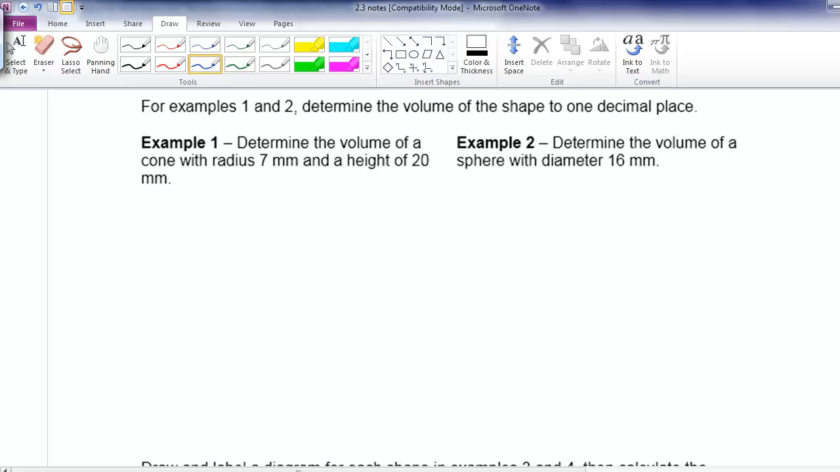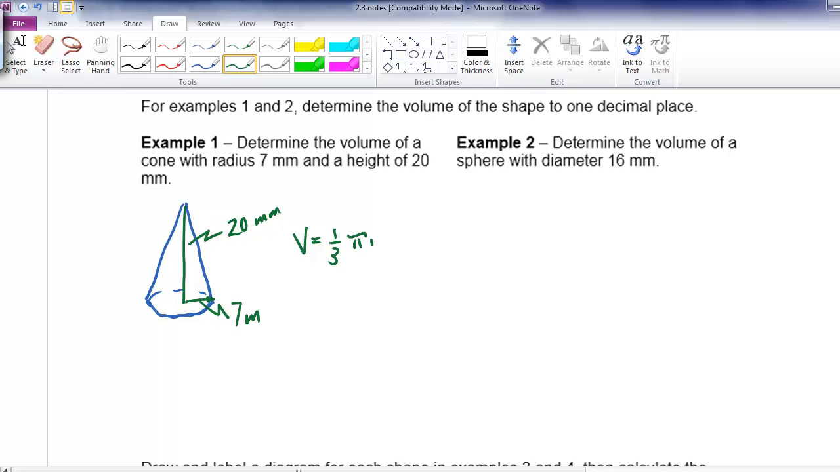It's always a good idea to draw a picture. So here's an example. Determine the volume of a cone with radius 7 and height 20 millimeters. So I'm going to draw my cone, and it's going to look like this. And the height is going to be 20 millimeters. And my radius is going to be 7 millimeters. And my volume is going to be quite straightforward.